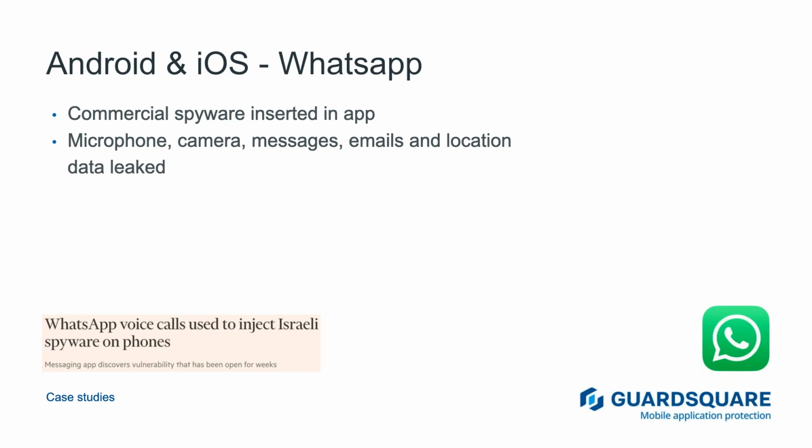So another well-known example, WhatsApp. They fell victim on both Android and iOS to commercial spyware that was inserted in their app, and that way the attacker gained access to the data recorded by the microphone and camera, even messages on the phone, as well as emails. Data about users' location was stolen from WhatsApp users this way.